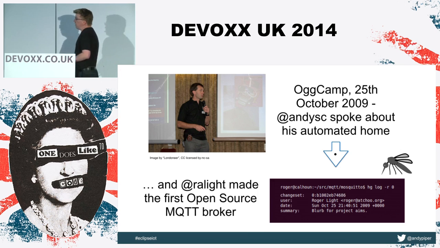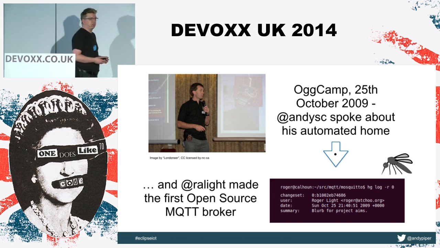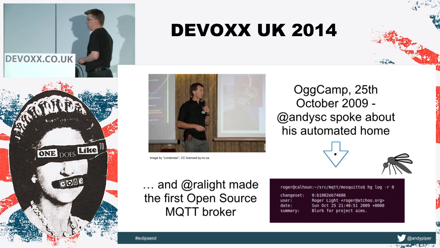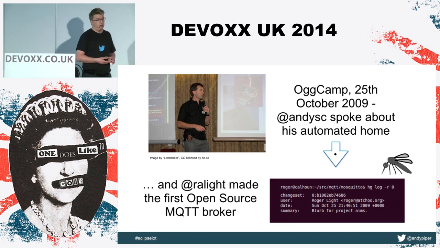So he gave this talk at OggCamp, and this chap called Roger Light, who's amazing, that evening, as you can see from the first timestamp in Mercurial, went home and wrote a message broker based on this protocol, Mosquito, the very first open source message broker for MQTT, because previously IBM had a closed source product called Message Broker, which cost a lot of money.